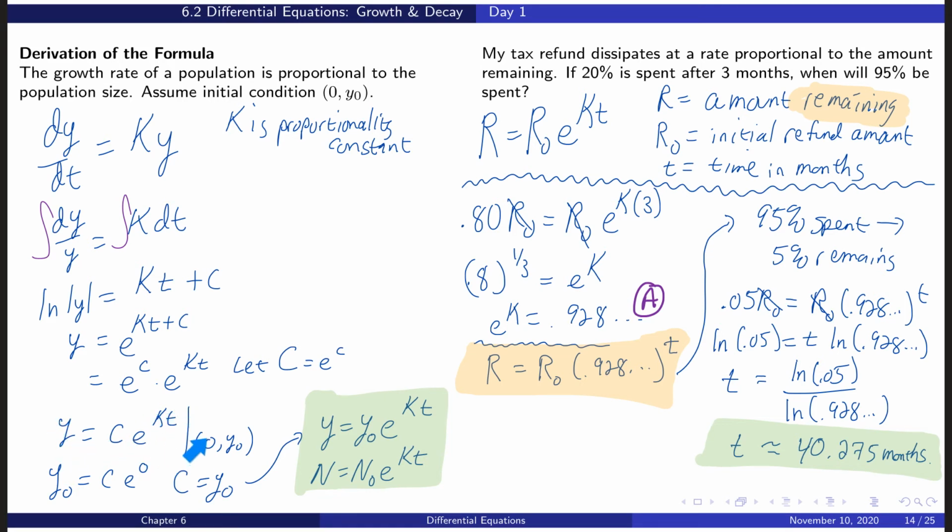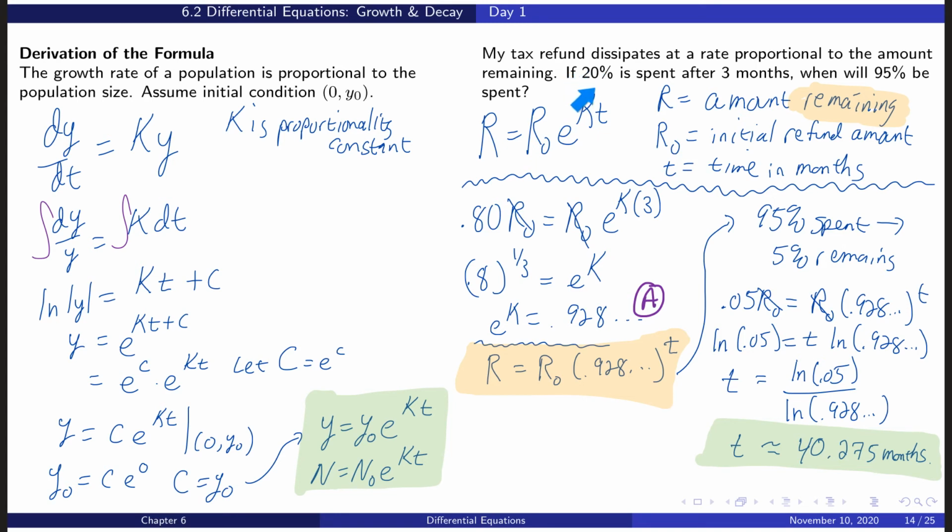With the initial condition of 0 and y0, plug in 0 for time, plug in y0 for y. E to the 0 is 1, so you've got capital C is y0. So the final solution is the amount that you have is the initial amount times e raised to the kt, or exponential growth. In pre-calc, you saw this as the number of items is the original number of items times this exponential growth factor e to the kt. So you've derived the exponential growth formula.